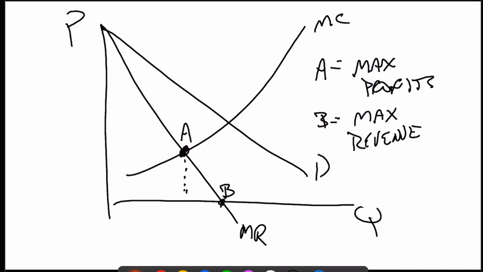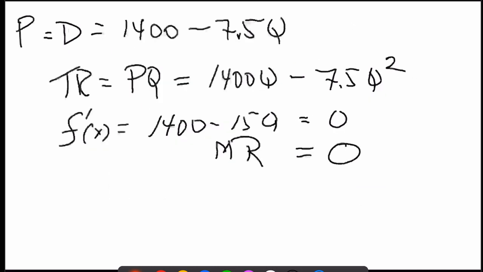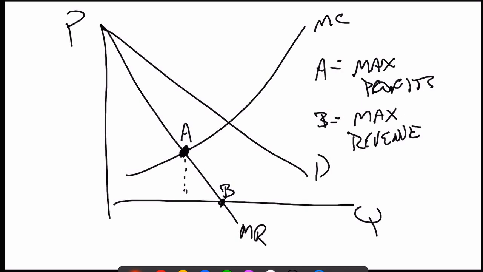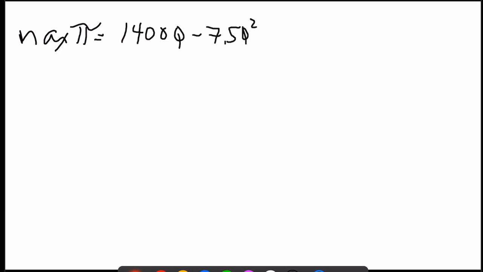Okay? So we can't just separately maximize these equations. We can't separately maximize our revenue and minimize our cost and find profit. It doesn't work that way because we need the two of them to be equal. We need marginal revenue and marginal cost to be equal. So let's max our profit here. We already know that total revenue is this, right? That's total revenue. And we're going to subtract total cost, and we're going to make up total cost as this.